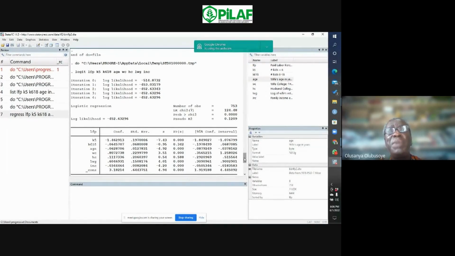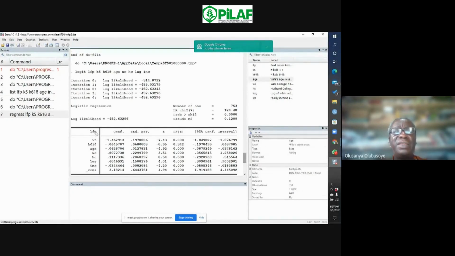We want to predict the probability that, if I know the number of children below 5 years a woman has, and I know the number of children between 6 and 18, and I know her age, and whether she has a college degree, whether the husband has, and I know her income, I may want to predict the probability that the woman will participate in labor force. We are still going to do that anyway.